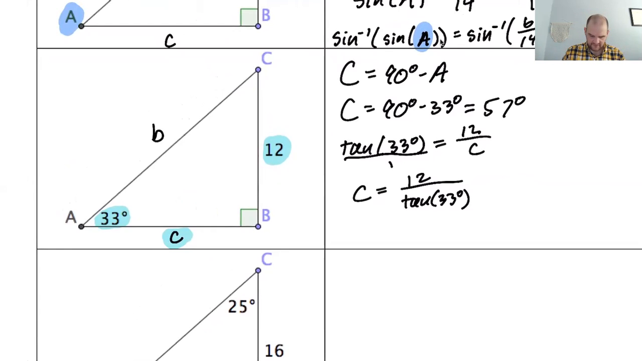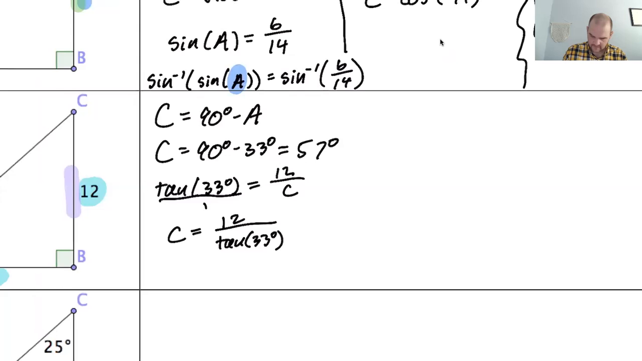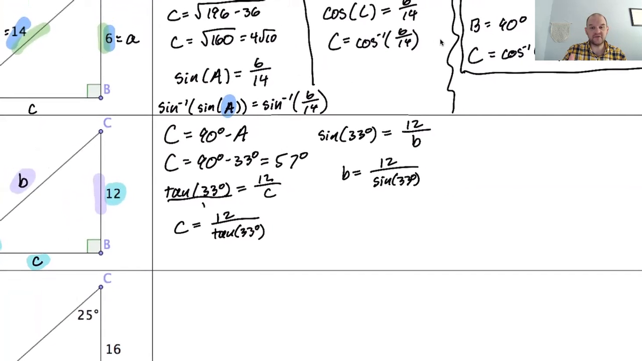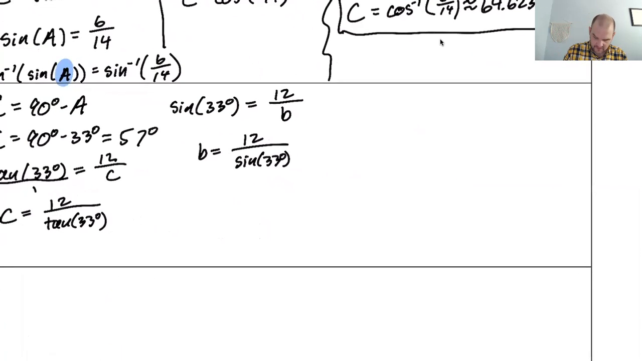So if I want to find B, so B is the hypotenuse. I was given the side opposite. So I'm going to do opposite over hypotenuse, that's sine. So I'm going to say that the sine of 33 is opposite, which is 12, over hypotenuse, which is B. And that means that B is going to be 12 over the sine of 33. And that's the exact answer. We'll use a calculator, but we are done with this problem. We got the exact answers. So let's see if we can summarize them.